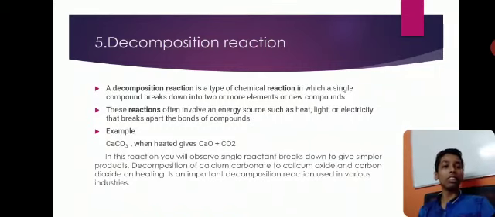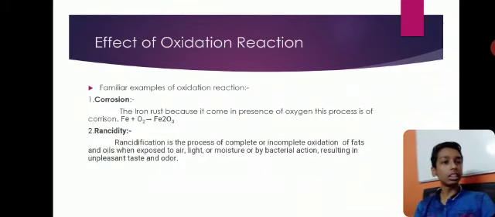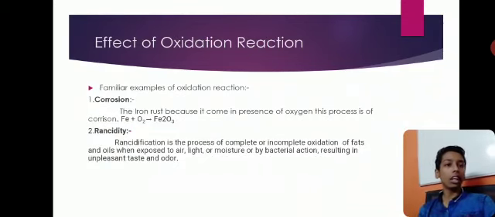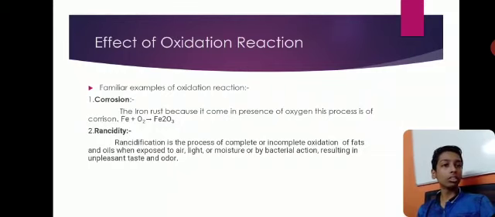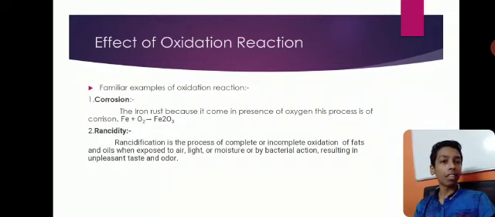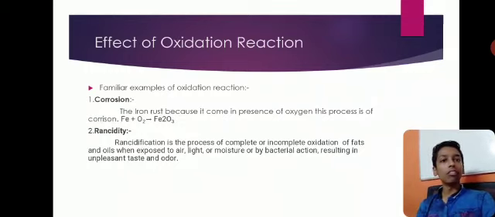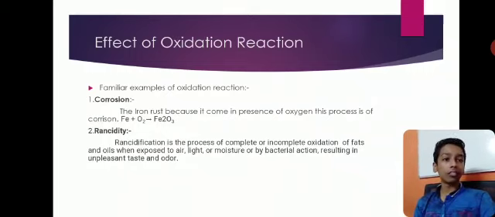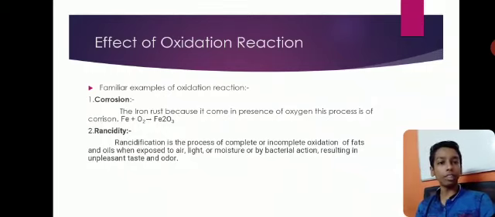Now we will see the effects of oxidation reactions. There are two effects of oxidation reaction, that is corrosion and rancidity. We will first see corrosion. Everyone knows corrosion. Iron rusts because it comes in the presence of oxygen. This process is corrosion. When iron comes in the presence of oxygen, it rusts. That is Fe plus O2 gives you Fe2O3.